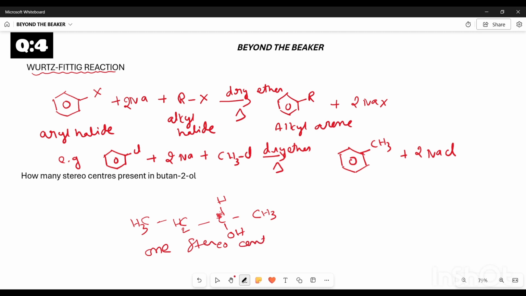Stereo center means asymmetric carbon atom. Asymmetric carbon atom means a carbon atom surrounded by 4 different groups. Here at position 2, this carbon atom is surrounded by 4 different groups. This carbon atom is surrounded by 3 hydrogens, the same group. Here also, this carbon is surrounded by 2 hydrogens, similar groups. But the carbon atom at position 2 is asymmetric, so it contains only one stereo center.